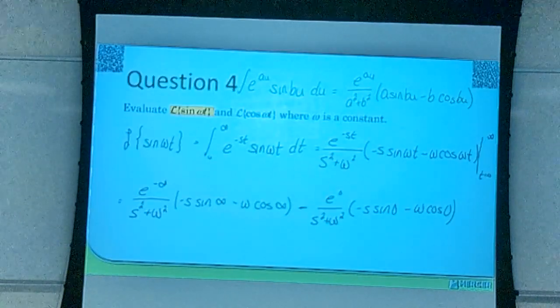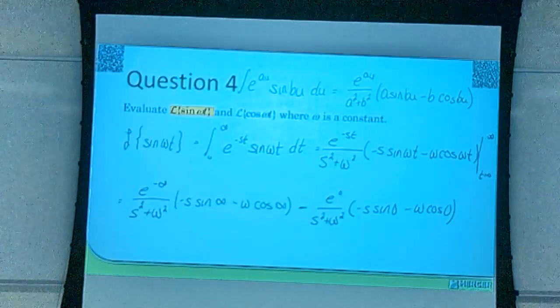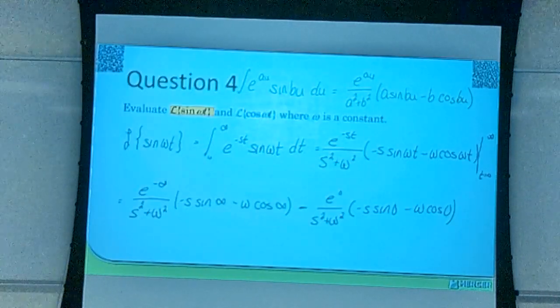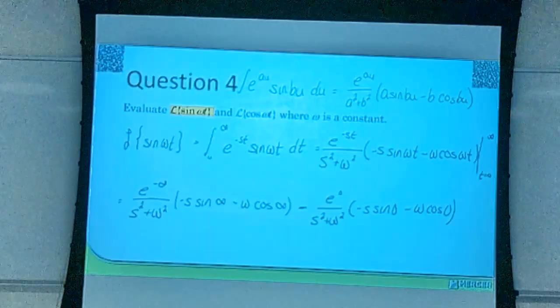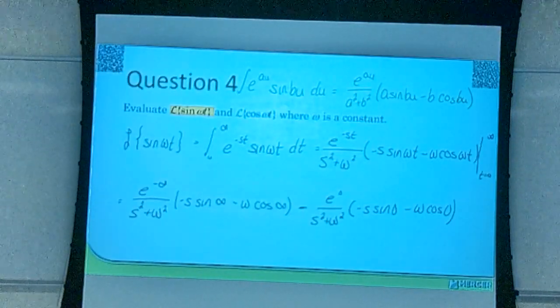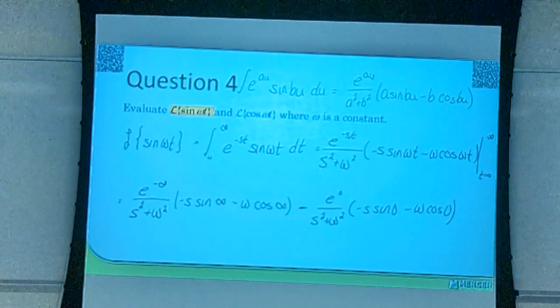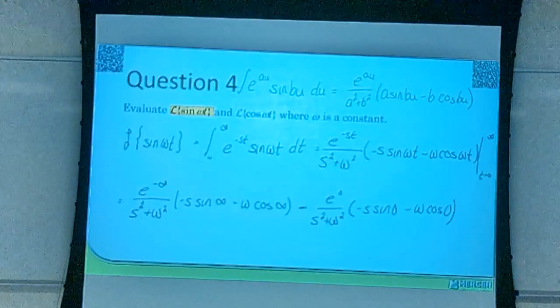So let's look at that second case first. E to the 0 is 1, right? What's sine of 0? What's cosine of 0? That just becomes omega over s squared plus omega squared, right? Again, negative but minus negative.